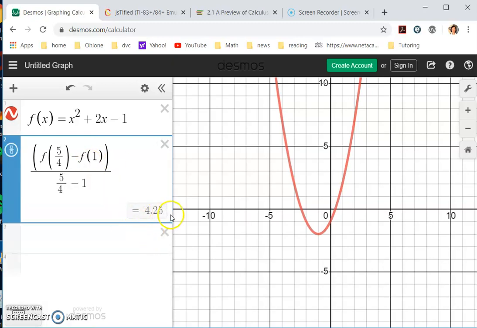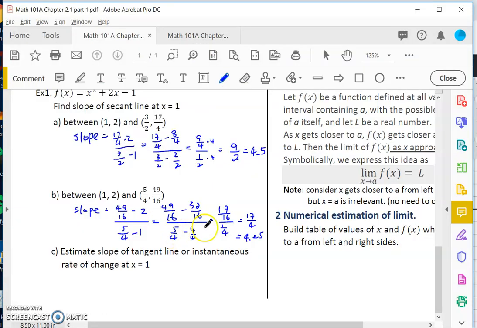You can see that it's 4.25. So Desmos is a graphing calculator, but actually it's a calculator also. So 4.25. We see that it is getting closer to 4.2. Could it be 4.2? Could it be 4.1? We really don't know.